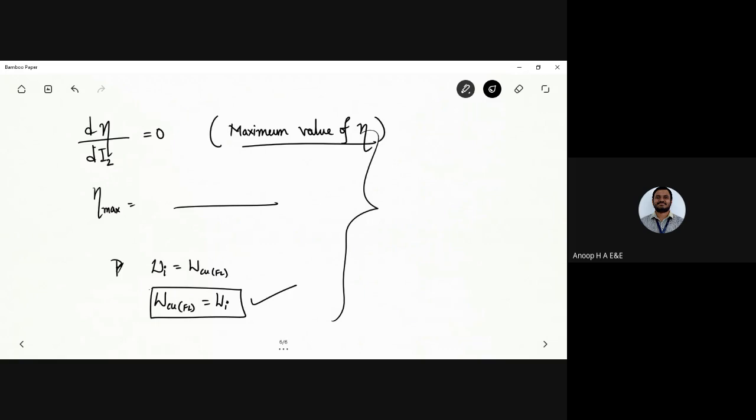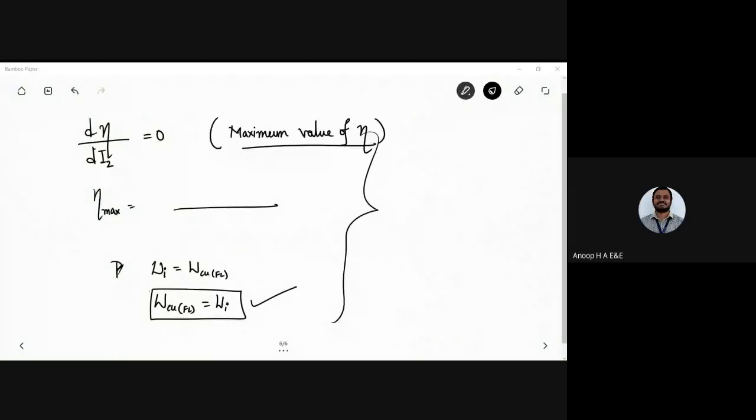Any doubts, anyone? So actually in my notes I have written the final expression as Wi is equal to R01 I1 square, sir. Yes, Navya, tell me.